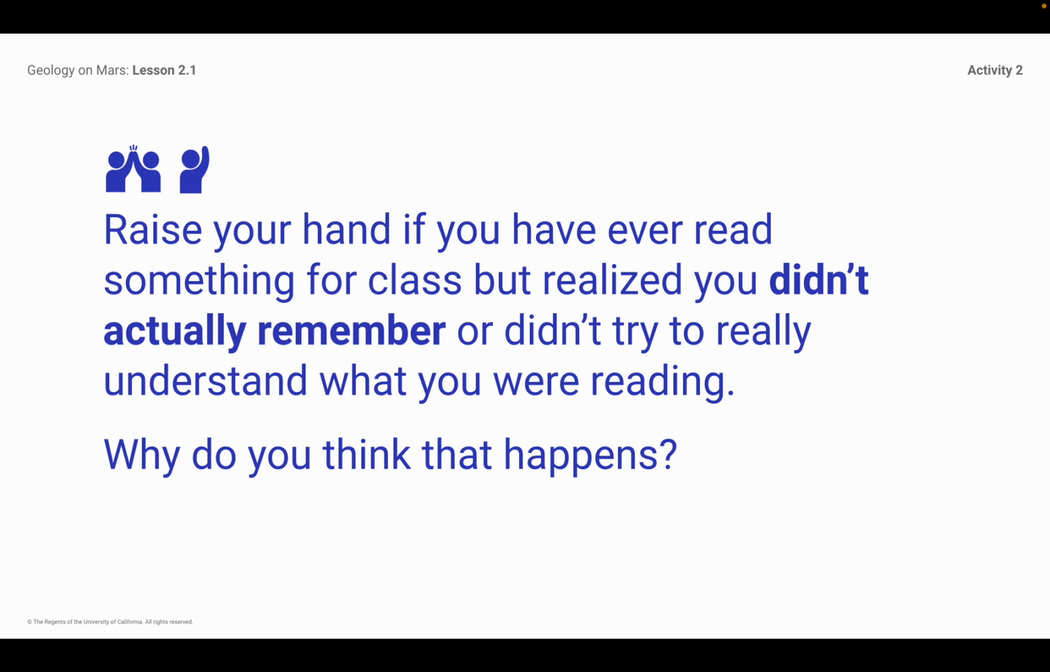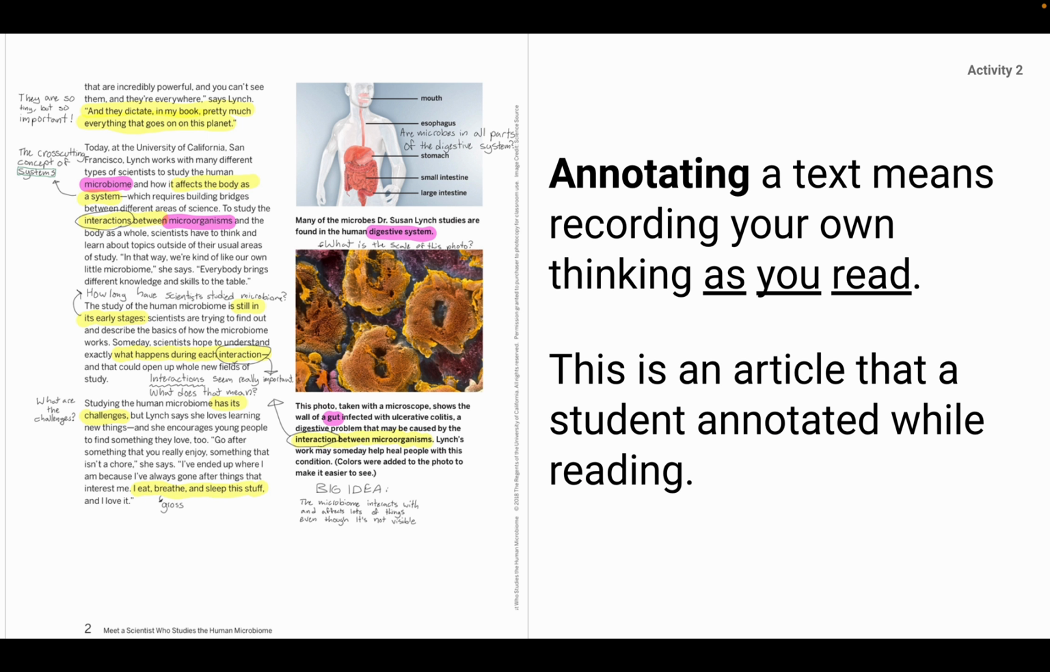So active reading is a way for us to really focus our mind and be present while we're reading, because it's talking about adding notes, highlighting, and being present as you read. So this is an example of an article that a student annotated while reading. And if you look at it real quickly, first of all, what jumps out, three different things.